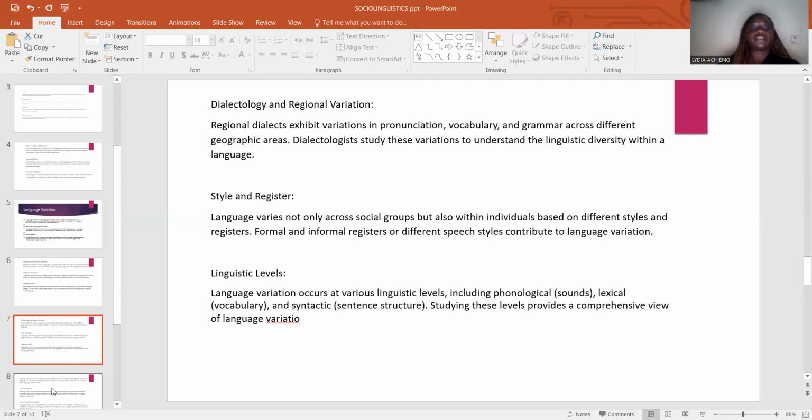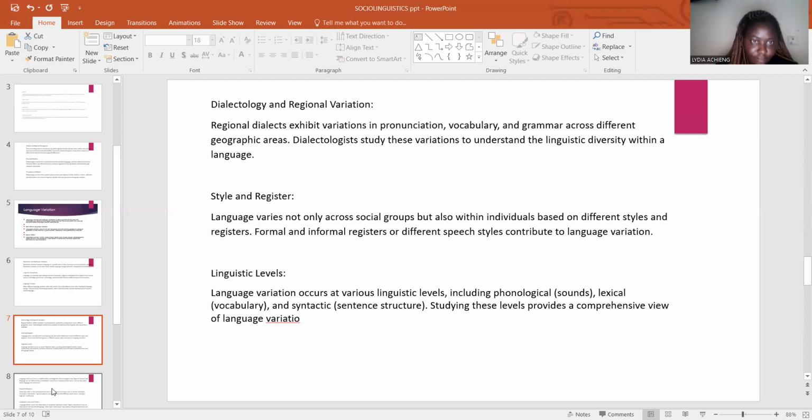Dialectology and regional variation. Regional dialects exhibit variation in pronunciation, vocabulary, and grammar across different geographical areas. Dialectology studies these variations to understand the linguistic diversity within a language.